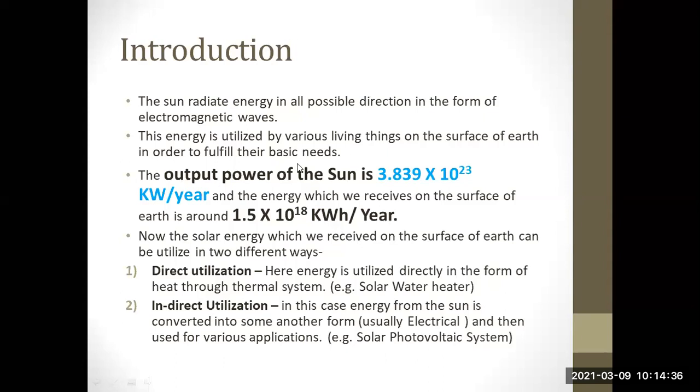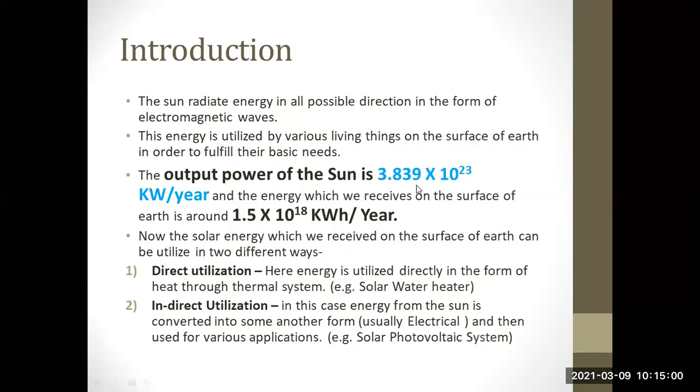So I want you to write down this factor. The output power of sun is 3.839 into 10 to the power 23 kilowatt per year, or you can write 3.839 into 10 to the power 26 watt per year. This value you have to remember. This we are going to utilize for the mathematical calculation of solar constant.